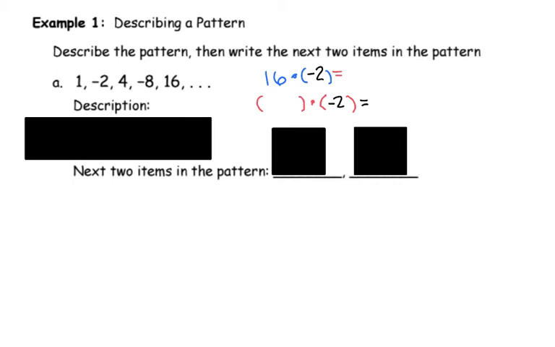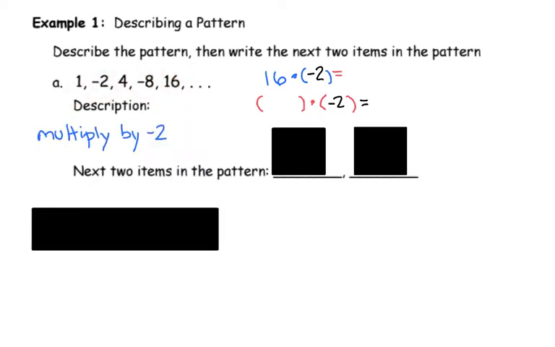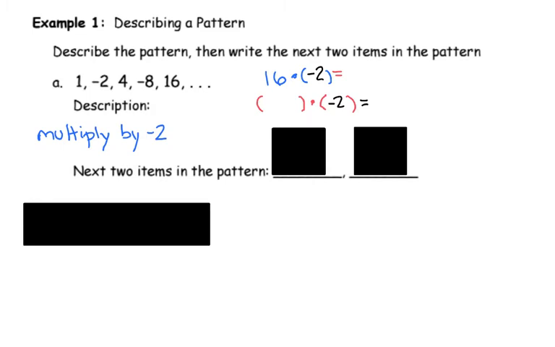All right, so describing a pattern. Practicing some inductive reasoning. Describe the pattern. Then write the next two items in the pattern. So here is our first example. We have 1, -2, 4, -8, 16. Hopefully what you guys are noticing is that we are multiplying not just by 2, but by -2. That's how we're able to get the combination of positives and negatives in between.